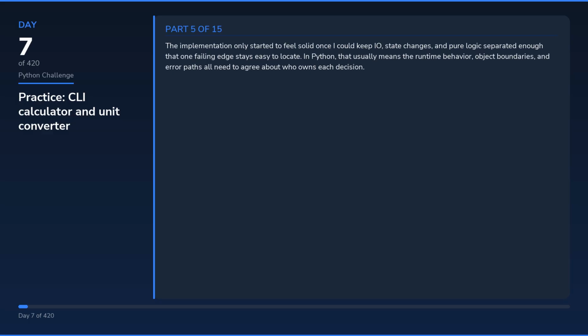The implementation only started to feel solid once I could keep I/O, state changes, and pure logic separated enough that one failing edge stays easy to locate. In Python, that usually means the runtime behavior, object boundaries, and error paths all need to agree about who owns each decision. I kept returning to one more rule: prefer explicit Python over clever compression when another engineer has to debug it tomorrow. That shortens debugging because the code tells you where to look instead of forcing you to reconstruct the intent from scratch after the wrong behavior already escaped.